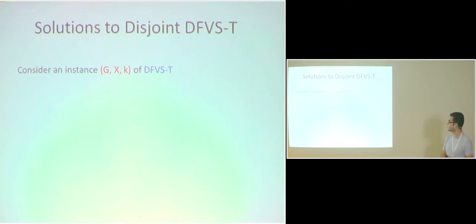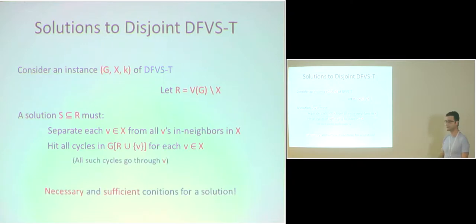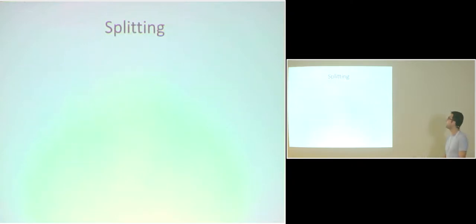So in particular, if I have an instance of directed feedback vertex set of this type, and R is the rest, not my disjoint solution, then any solution that I look for has to separate every vertex in X from all of its predecessors in X. And furthermore, I have to hit all cycles that go from a vertex in X down into the rest and then back up into the same vertex of X. This is necessary and sufficient. Remember that.